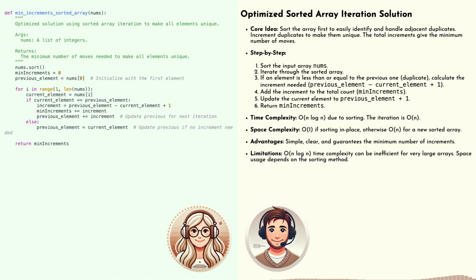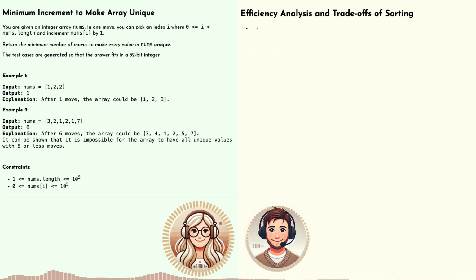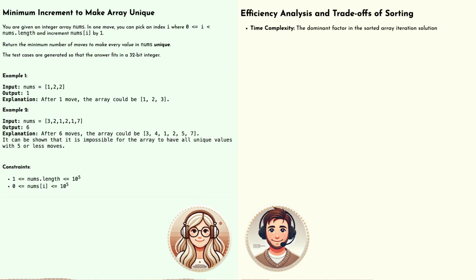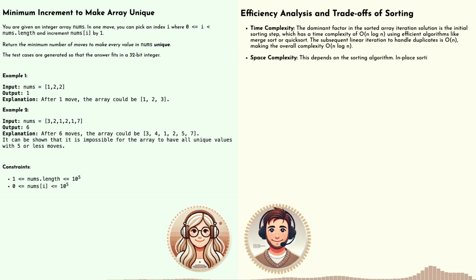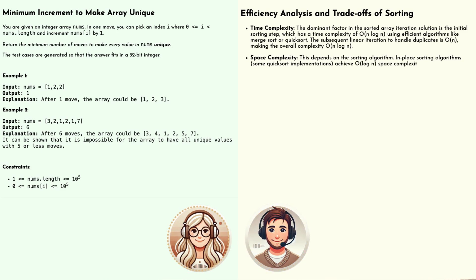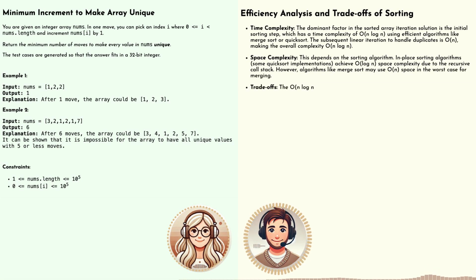But how does this stack up against our brute force approach in terms of efficiency? Way better. The heavy lifting is done by the sorting. And if we use a good sorting algorithm, that takes O(n log n) time. The part where we go through and increment is only O(n). Definitely a big improvement over O(n^2). But what about space complexity? I know sorting can sometimes require a bit of extra memory, right?